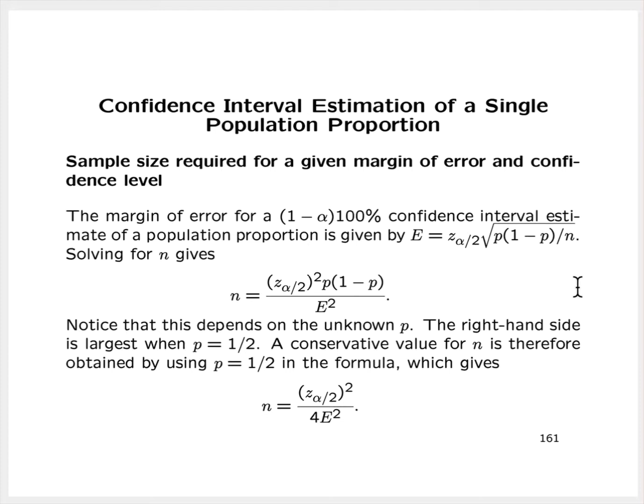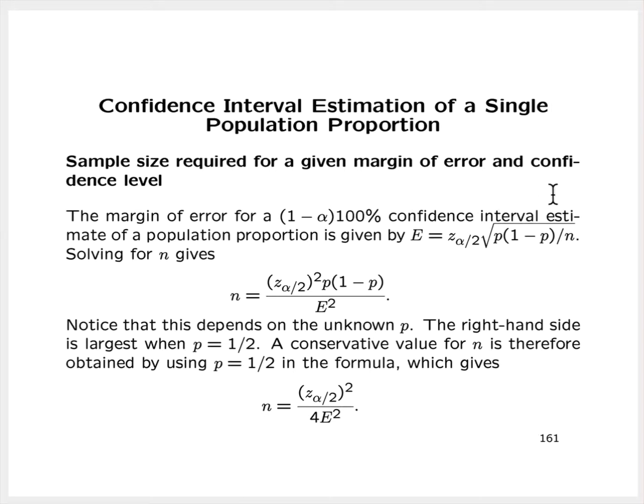Okay, so what if we are in the planning stages of an experiment where we are going to be collecting data from which we're going to calculate a confidence interval, and we would like the margin of error to be no more than a specified amount? So what sample size would be required in order to do that? What would be the smallest sample size that would satisfy that criterion? And that is what we're looking at here in this slide.